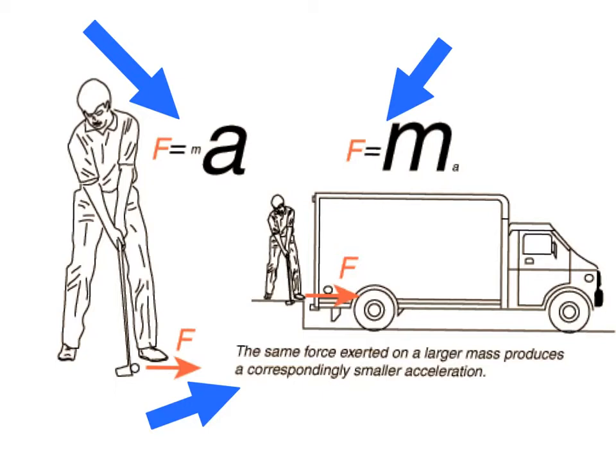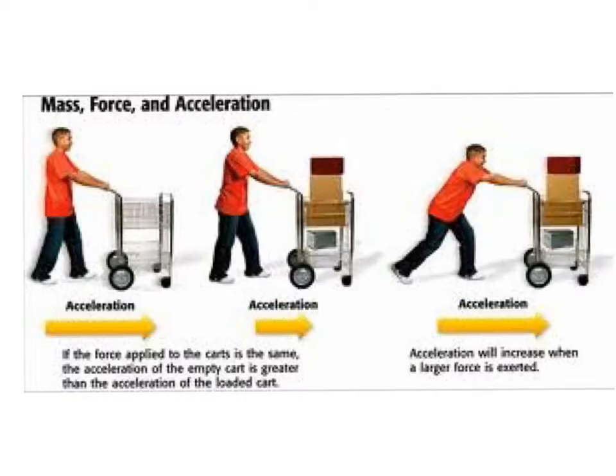So in mathematic terms, as mass gets bigger, the acceleration gets smaller. There's an inverse relationship. And as mass gets smaller, acceleration gets bigger. Again, there's an inverse relationship between mass and acceleration. Inverse means opposite. So under a constant force, meaning the force stays the same, as mass gets bigger, acceleration will get smaller.